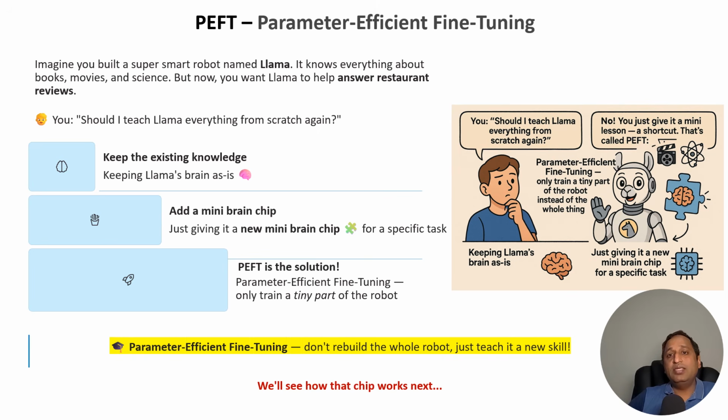Okay, so with this, we don't change the whole brain. We just add a small, specific task upgrade. Think of it like giving Llama a new chip that helps with food reviews while keeping the rest of the knowledge intact. This is the heart of parameter efficient fine-tuning. We'll go into some more technical aspects of this in the coming slides. Basically, you train just a few parts of the model, leave the rest frozen, and teach it new skills efficiently.